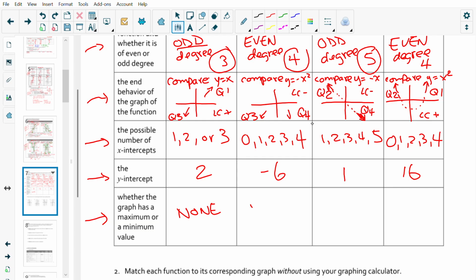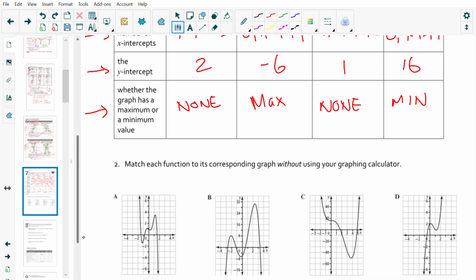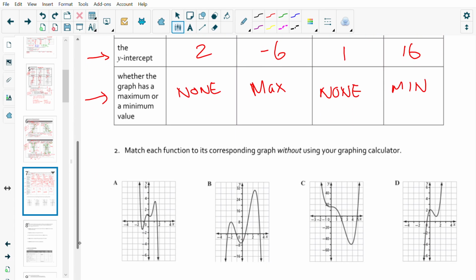For an even degree function, this one has a negative lead coefficient, so this is going to have a maximum. Again, odd degree function here, degree of 5, there is no max or min. And then for an even degree function, a quartic, this one has a positive lead coefficient. So think of a quadratic with a positive lead coefficient. It opens up. So this is going to have a minimum value.